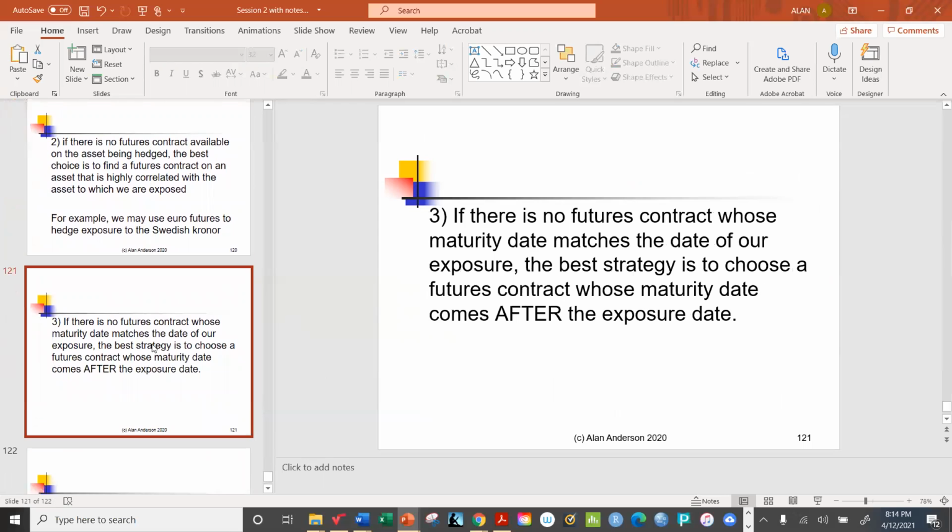And number 3, if there's no futures contract whose maturity date matches the date of our exposure, the best strategy is to choose a contract whose maturity comes after that exposure date. After, because it reduces several different types of risk, including the possibility of the asset being delivered.